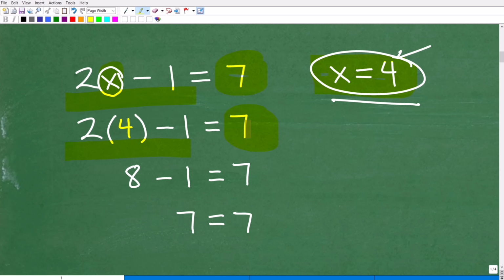In this case, we have 7. So let's go ahead and see what happens when I do this math. So 2 times 4 is 8. So I got 8 minus 1. Well, 8 minus 1 is 7.